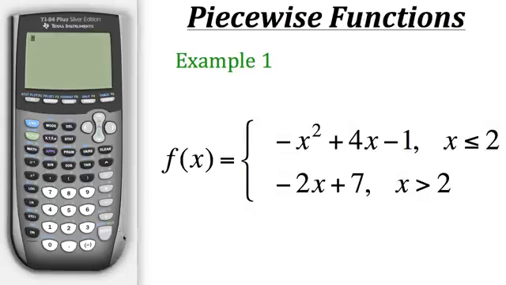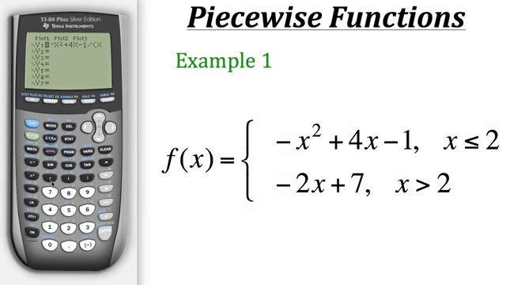Now let's put this into our y equals so we could graph it. So when we do that, we'll first put in the first function as normal. So negative x squared plus 4x minus 1. Now we need to set this condition here, where x is less than or equal to 2. Now the way we do that is whenever we're done putting in this expression here, we'll just hit divide, and then in parentheses, we'll put x is less than or equal to 2.